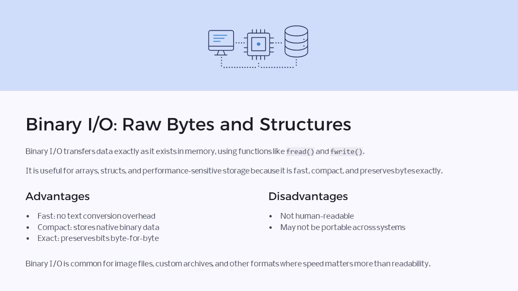Binary I/O is common for image files, custom archives, and other formats where speed matters more than readability. So, binary I/O is used whenever we are entering any arrays, structures, or maybe some image files. Binary I/O does not have the human readable form. It is rather stored bit by bit.